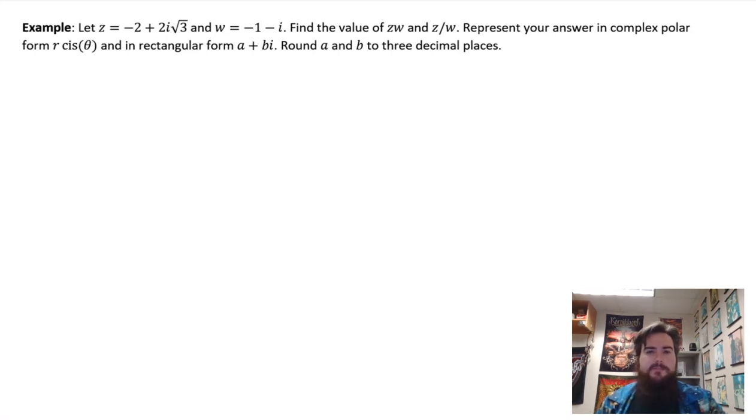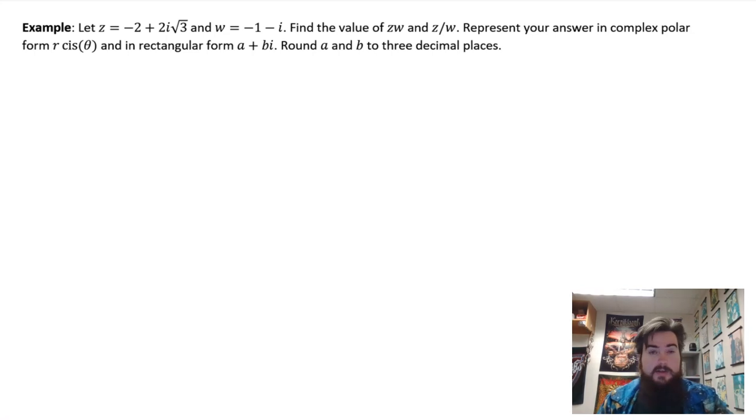Allow me to say at the beginning of this problem that it is very possible to take z and w and multiply and divide them as they are in rectangular form. But I am going to use this example to demonstrate how we can take both z and w, convert them into complex polar form, and then demonstrate the product and quotient rule of complex polar numbers. Then we can convert back into rectangular form.